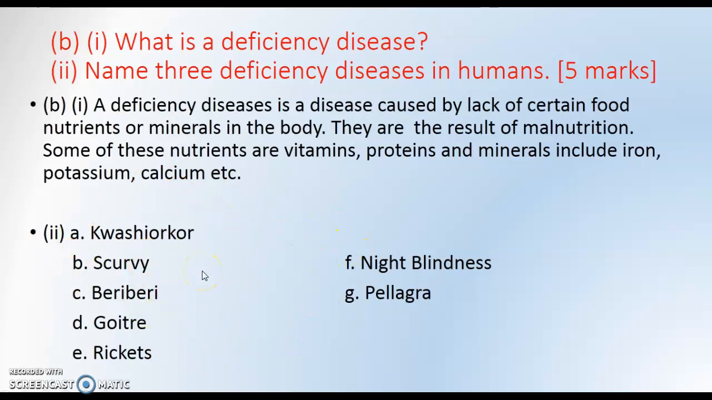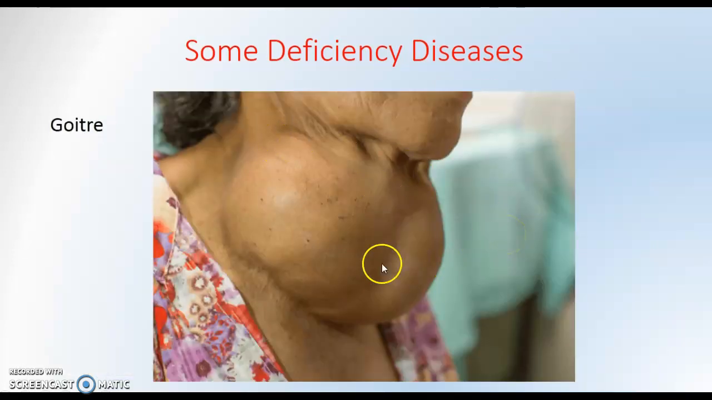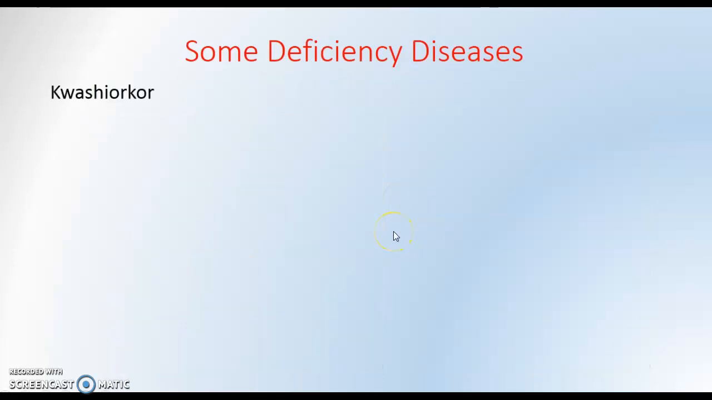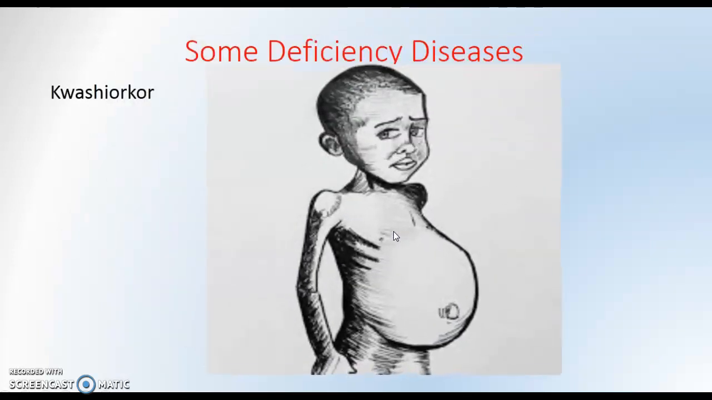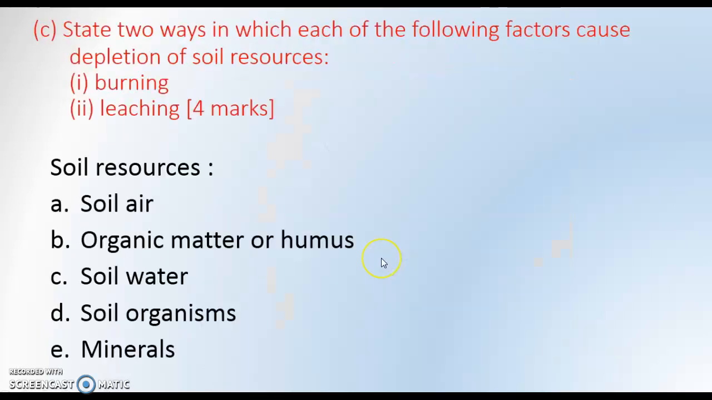For the benefit of those who have not seen how this disease looks like, let me walk you through some images. So you have the pellagra, you have sore mouth, and scaly and patchy skin, as you can see here. We have goiter, which most of you may be conversant with, an enlargement in front of the neck. We have rickets because of lack of vitamin D. We have weak bones. We have kwashiorkor, where the child grows lean and then has a protruding stomach.